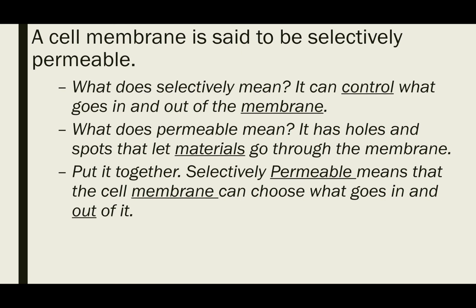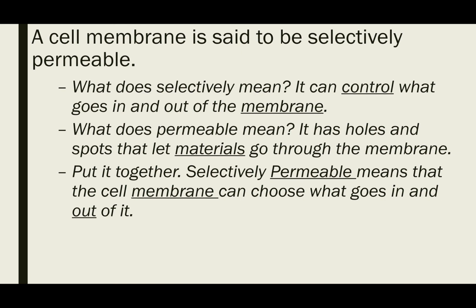Now remember, not with its brain. Cells aren't that smart. It's choosing based on chemicals. So it's just letting whatever chemicals can flow in go in, and whatever chemicals can't are staying out. What does the word permeable mean, though? This one's a little bit more difficult.